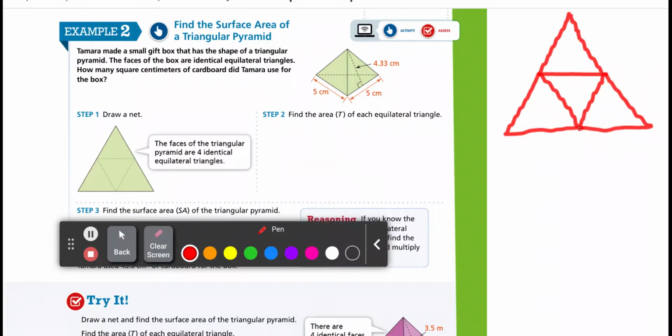Now we know, and look at the hint here, that the faces of the triangular pyramid are 4 identical equilateral triangles. That means that they will all have the same base and the same height. So what is the base of one of these triangles? The base of one of the triangles is 5. And what is going to be the height? The height is 4.3.